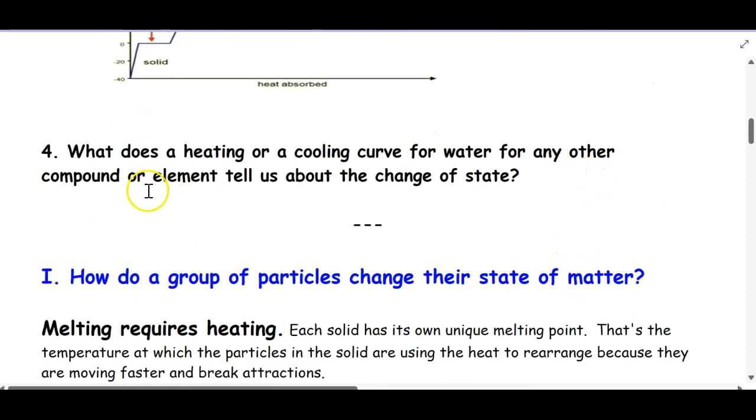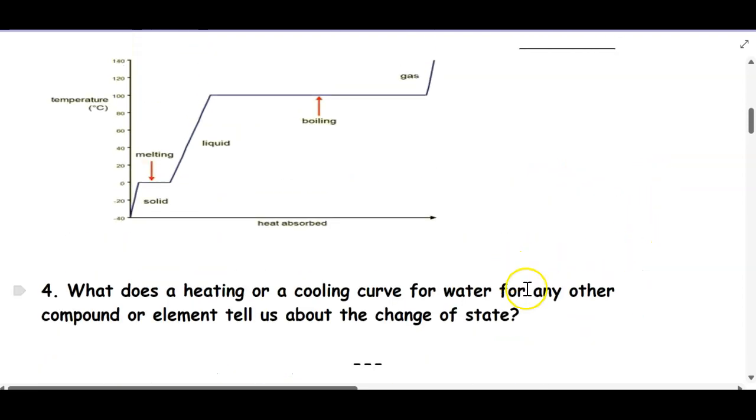The last question is, what does a heating or cooling curve for water or any other compound or element tell us about the change of state? All right, now we want to get to the scientific ideas behind the change of state of particles. What are the scientific concepts that are important for us to learn from a very simple experiment such as this? And you'd be surprised how many there are. All right, let's go into it now.